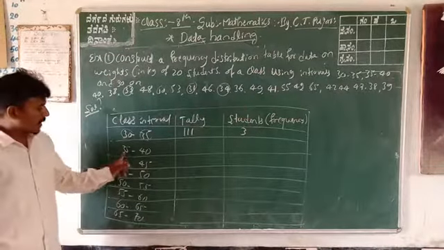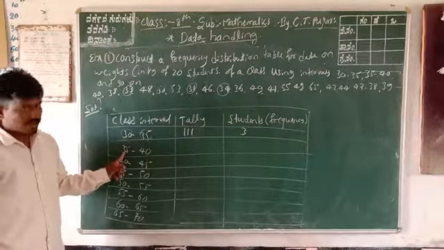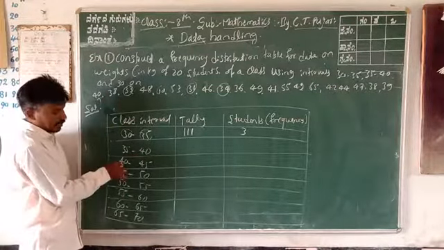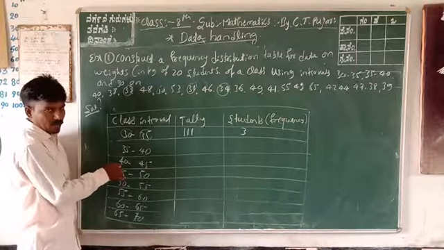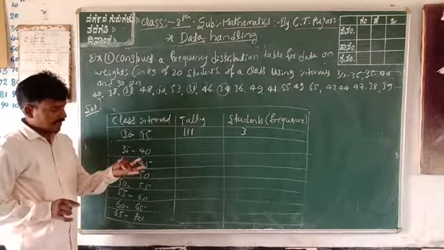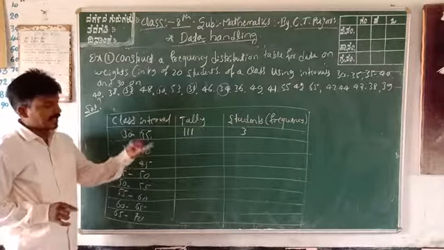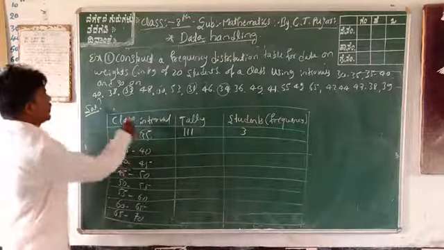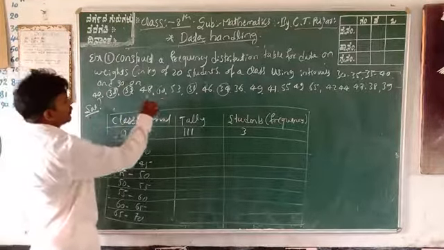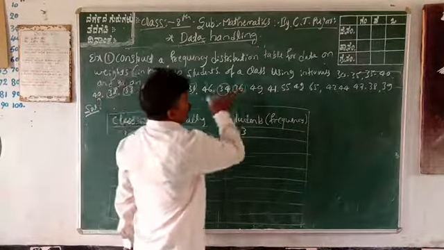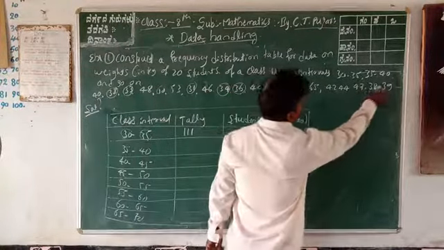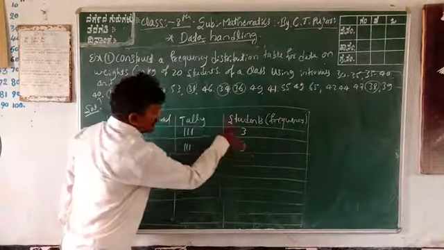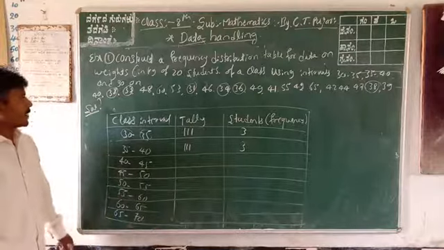Next, in between 35 to 40. 35 is the lower limit, 40 is the upper limit. Consider only this one, because 35, 36, 37, 38, 39. Only 5 is the width. Therefore 35 to 40. This class interval also has 3.